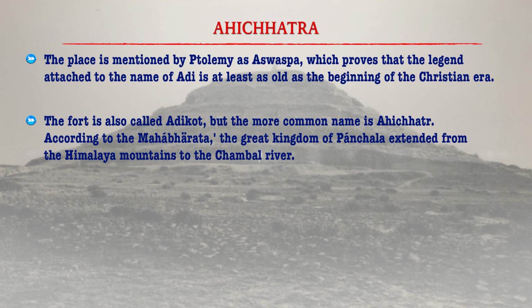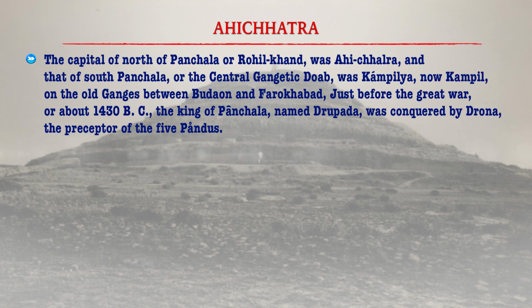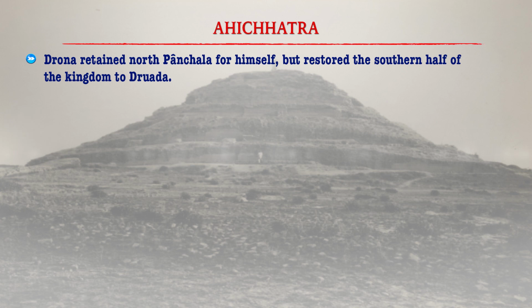According to the great epic Mahabharata, the great kingdom of Panchal extended from the Himalaya mountains to the Chambal river. The capital of North Panchal or Rohilkhand was Ahichatra, and that of South Panchal or the central Gangetic Doab was Kampil, now Kampil on the old Ganges between Badaun and Farrukhabad. Just before the Great War, or about 1430 BC, the king of Panchal named Drupad was conquered by Drona, the preceptor of the five Pandavas. Drona retained North Panchala for himself, but restored the southern half of the kingdom to Drupad.